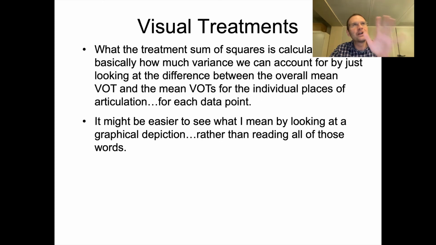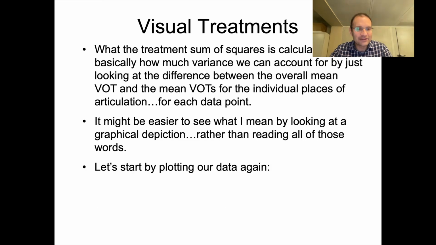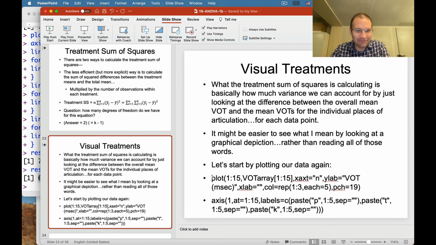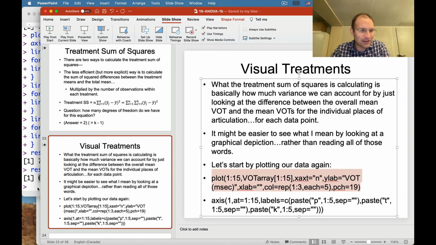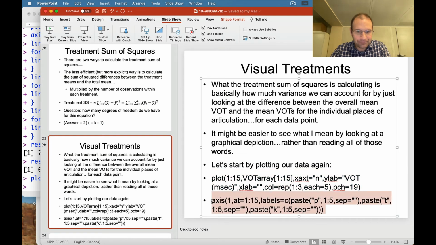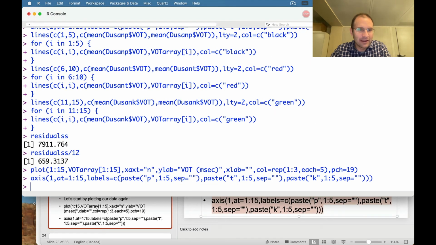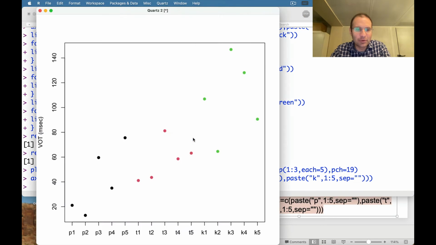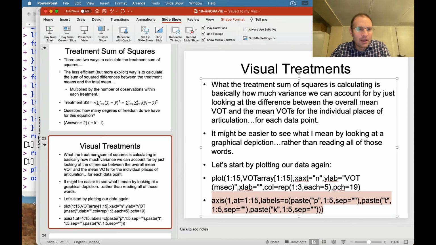But I want to reiterate something I said before here, which is that when I'm coming up with this measure, what I'm trying to measure is how much variance in the data I can predict based on place of articulation alone. That's what I'm counting up here. Yeah, so let's take a look at how much that variance is. Again, I'm going to recycle some of these old commands, and I'm going to get a plot at the start here with just the data points and my labels on the bottom.